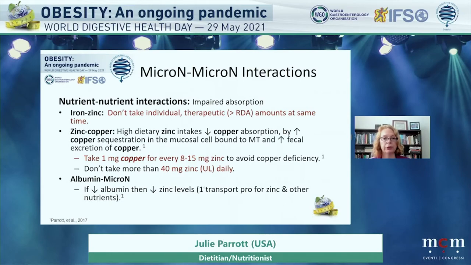Under some conditions, micronutrient deficiencies develop because of impaired absorption. Here are a few examples. Iron and zinc taken in large doses can inhibit absorption, so take therapeutic doses separately. High dietary zinc intakes decrease copper absorption by increasing copper sequestration in the mucosal cell bound to metallothionein and increases fecal excretion of copper. So take 1 milligram copper for every 8 to 15 milligrams of zinc to avoid a copper deficiency. Don't take more than 40 milligrams of zinc, which is the upper limit, daily. Albumin is the primary transport protein for some micronutrients. If albumin is decreased, then micronutrient levels will also be decreased.